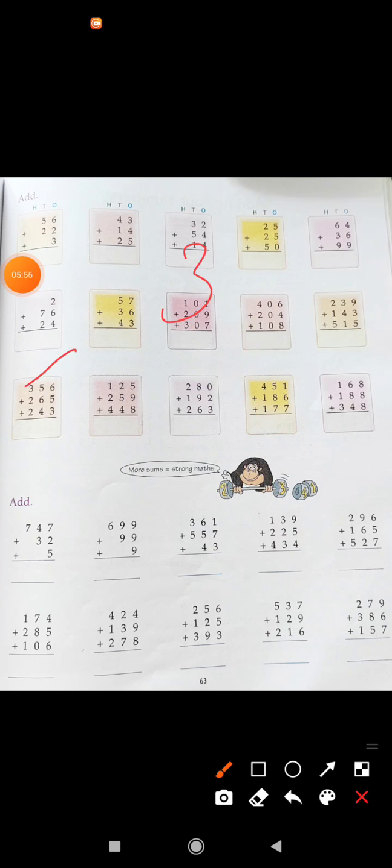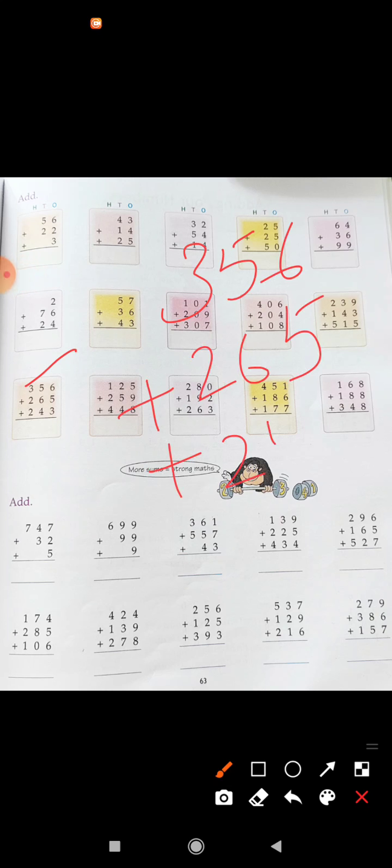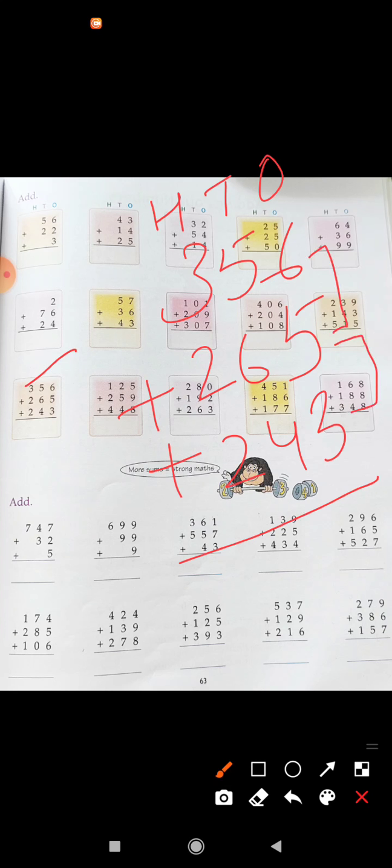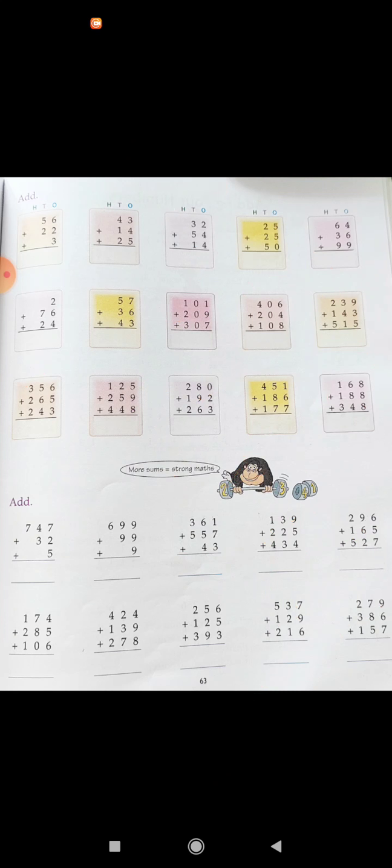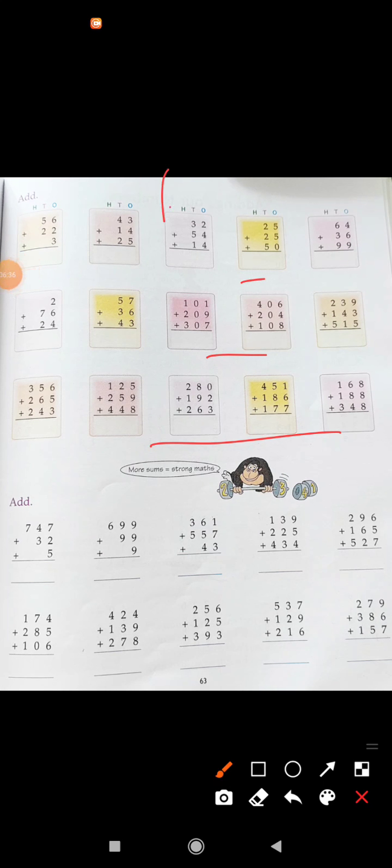Now this question we do. 356 plus 265 plus 243. Hundreds, tens, ones. Add the ones. 6 plus 5, 11. 11 plus 3, 14. Write 4 here, 1 carry. Now add the tens. 6 plus 6, 12. 12 plus 4 is 16. Write 6 here, 1 carry on hundreds. Now add the hundreds. 3 plus 2, 5. 5 plus 2, 7. 7 plus 1 is 8. The answer is 864. Like this you do other parts also in homework.